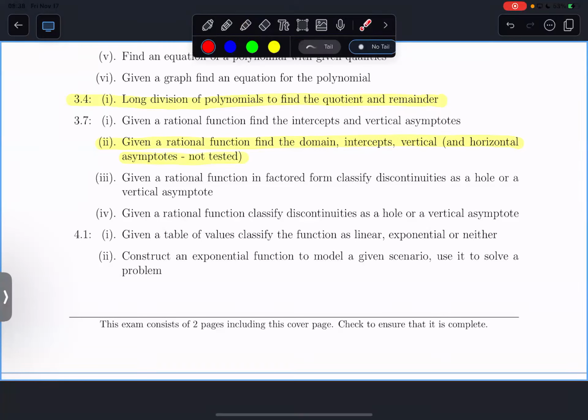How about we throw this one on there too? Yeah, we have to do it. It's all we did in 3.4, but I'll just have one on there. How about, given a rational function in factored form, classify the discontinuities as a hole or a vertical asymptote, right? If they are in factored form, then you can see if they cancel. If they cancel, it's a hole. If they don't cancel, it's a vertical asymptote.